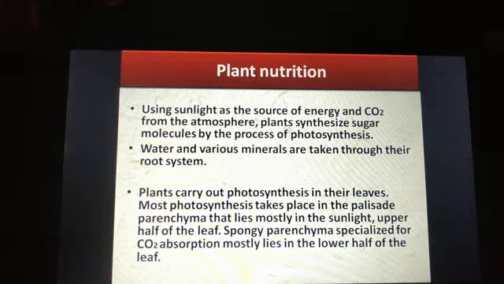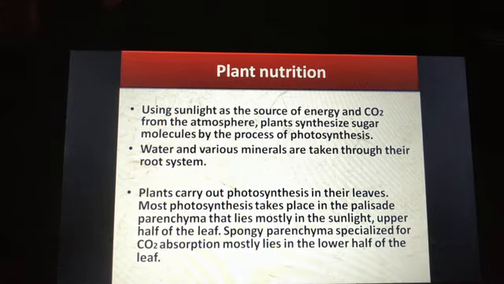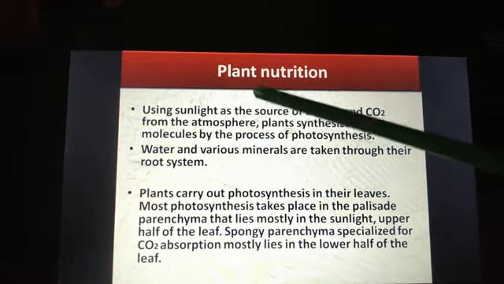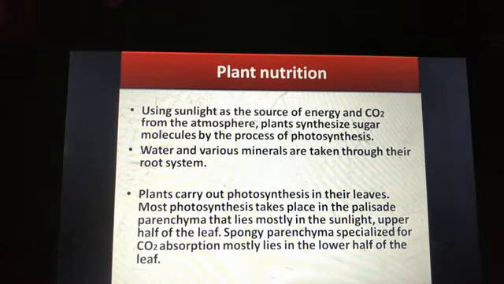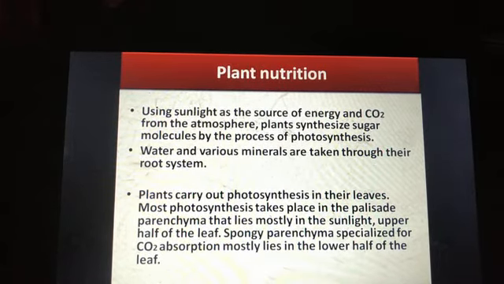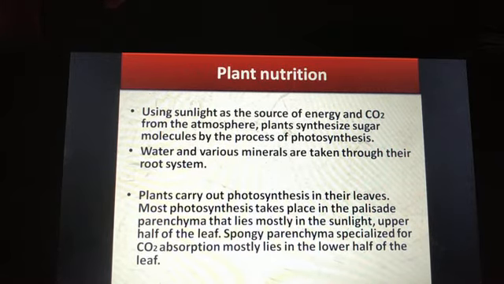Now let us see one by one nutrition. The first one is nutrition in plants. So we all know that plants are autotrophs. They will synthesize their own food, right?